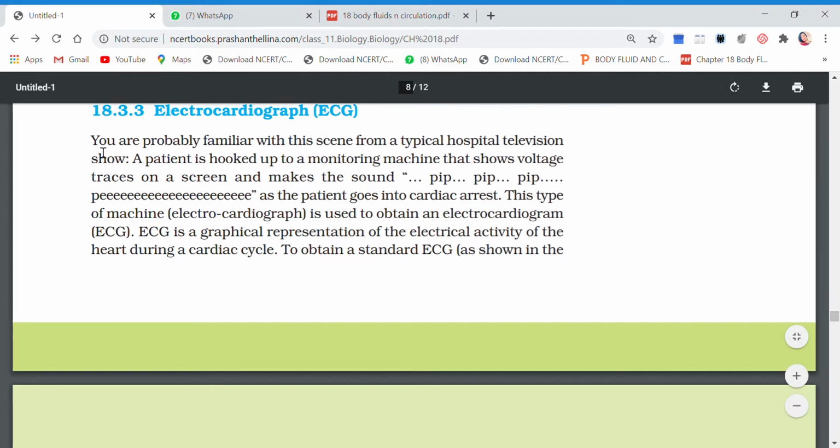You are probably familiar with this scene from a typical hospital television show.